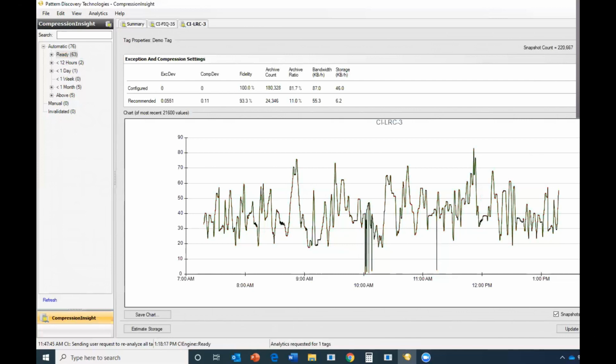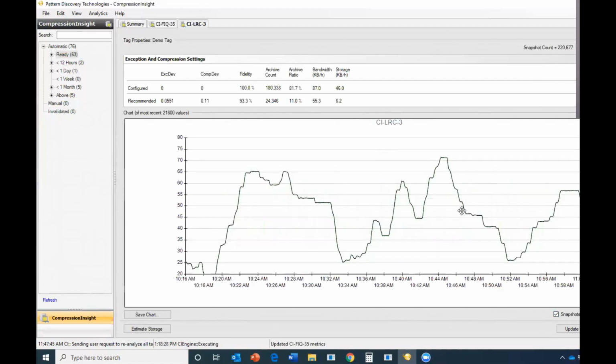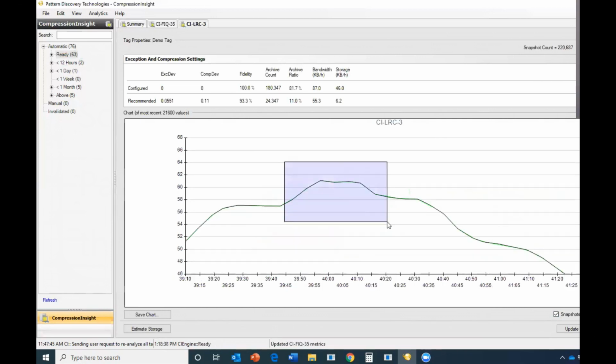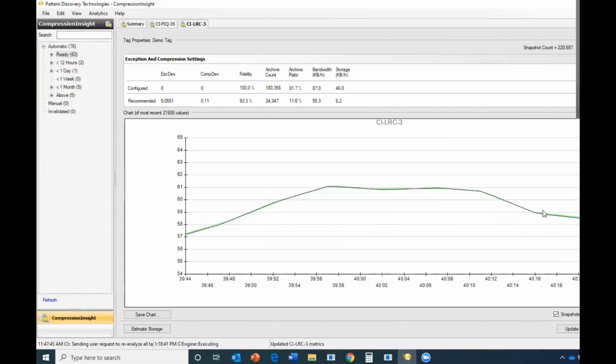And what I've now done is I turned on the recommendations and snapshots. So if I look at this, there are the recommendations, there are the snapshots. And if I zoom in as close as I possibly can, unless you zoom in really, really tight, it's almost impossible to see the difference between the snapshot values and the recommendations.